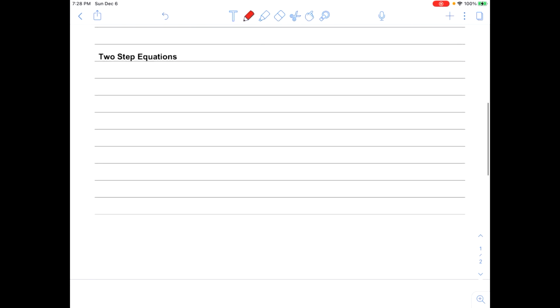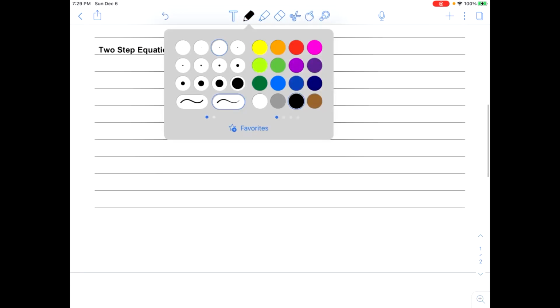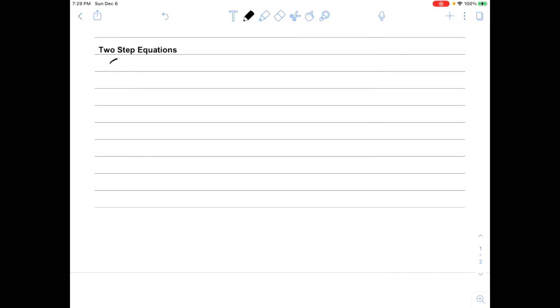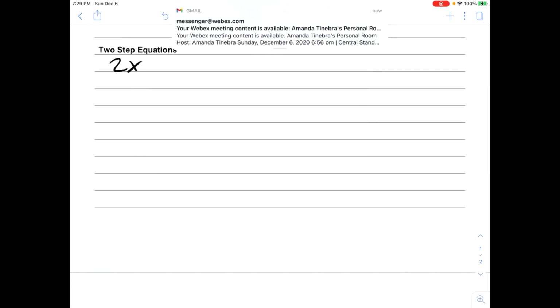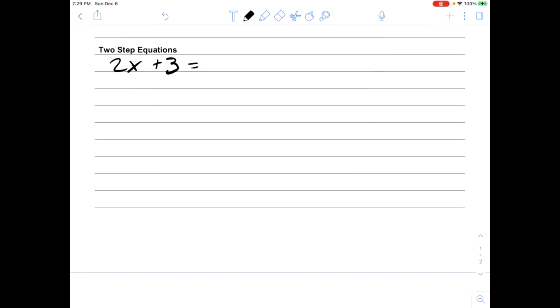So a two-step equation looks like this. It's going to be something like 2x plus 3 equals 11. This is called a two-step equation because I have two operations. I have the times and I have a plus. So the rule here that we're going to want to follow is that first we're going to undo our addition and subtraction.